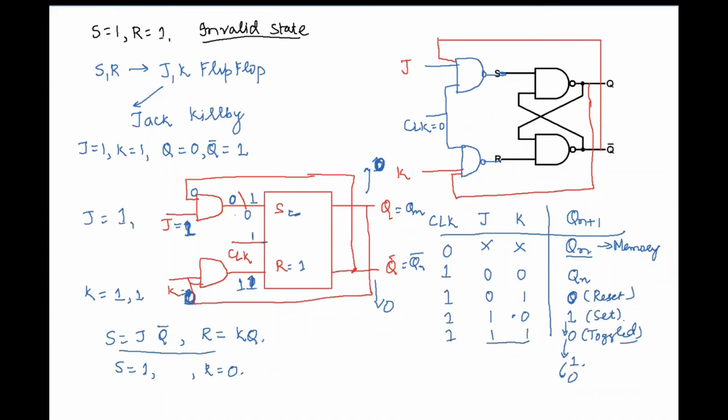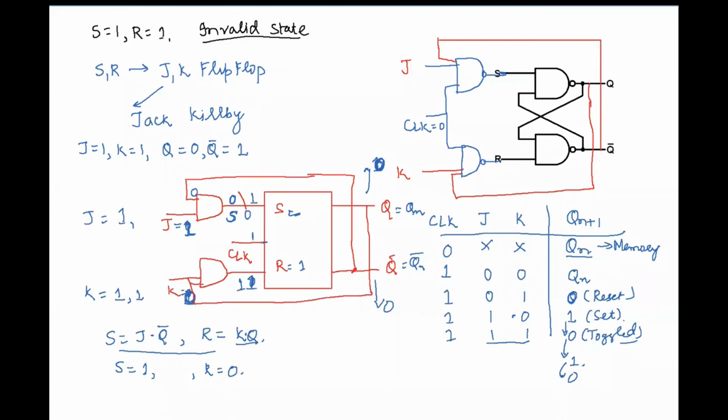Here, what is the output S? Input J and Q bar. And what is R? K into Q, K dot Q we can say.